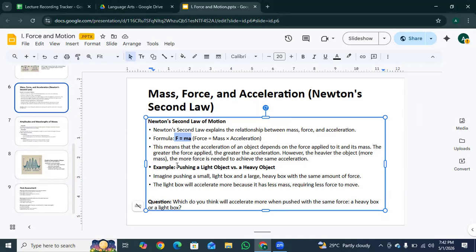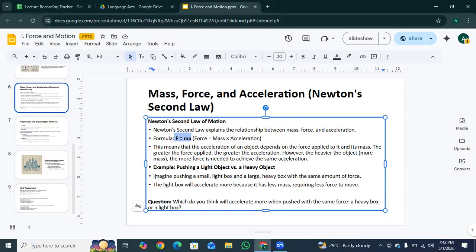So here we have an example: pushing a light object versus a heavy object. Imagine pushing a small light box and a large heavy box with the same amount of force. The light box will accelerate more because it has less mass, requiring less force to move.